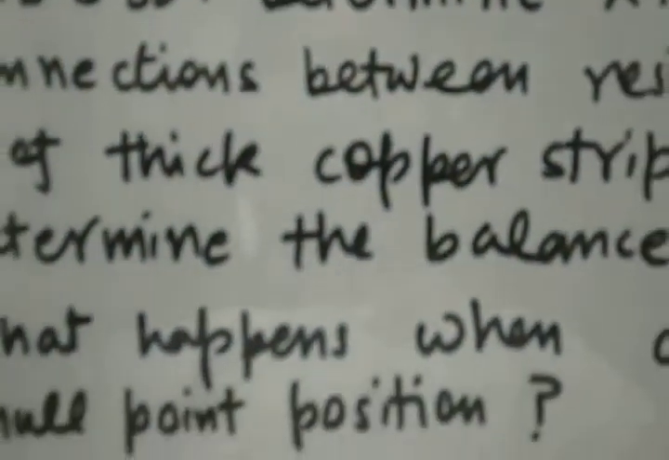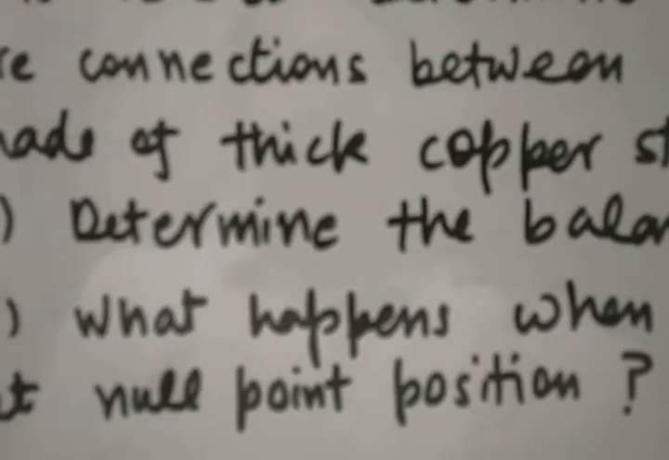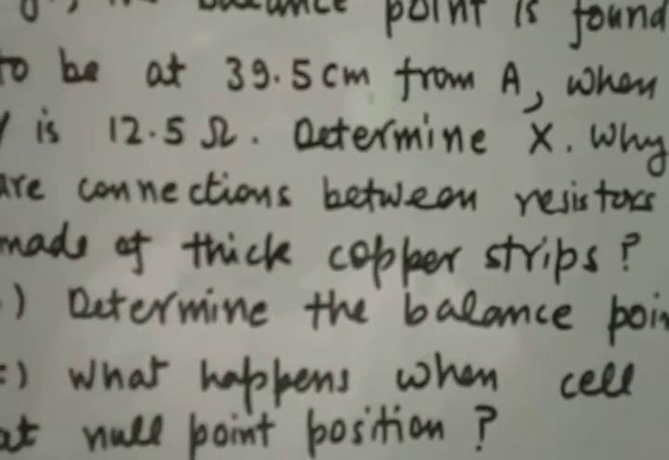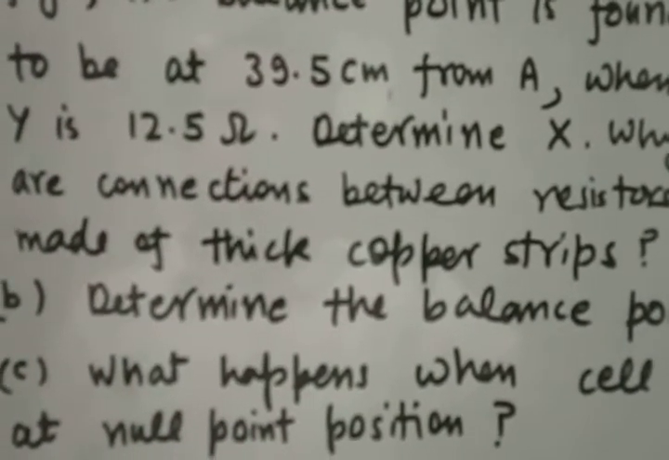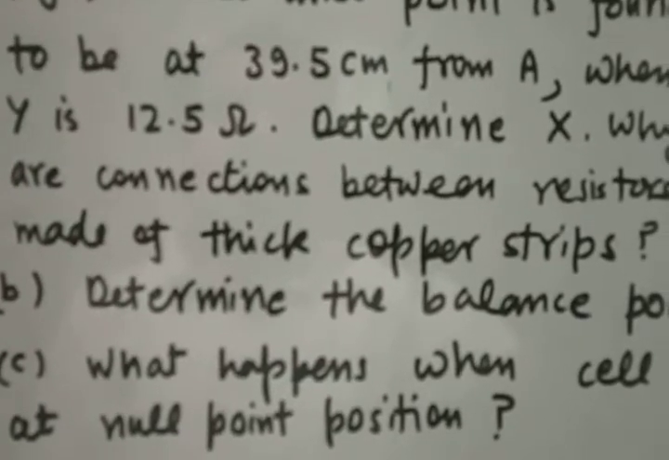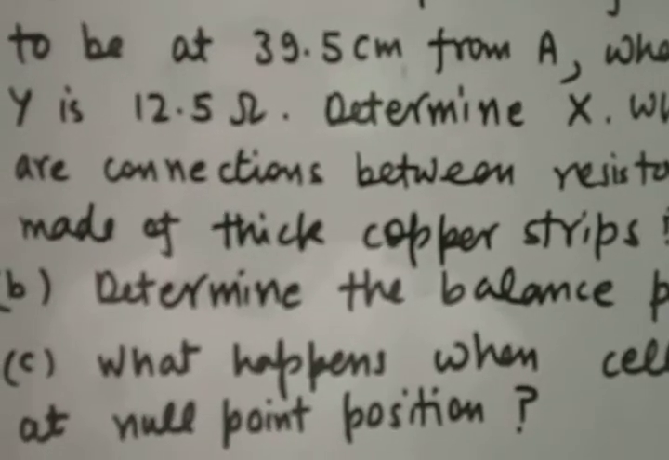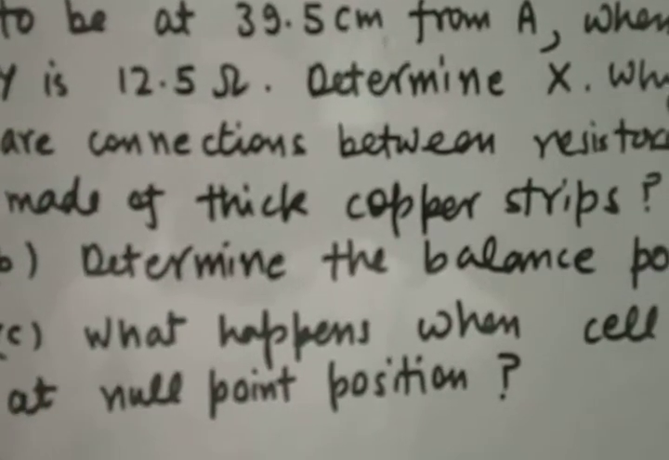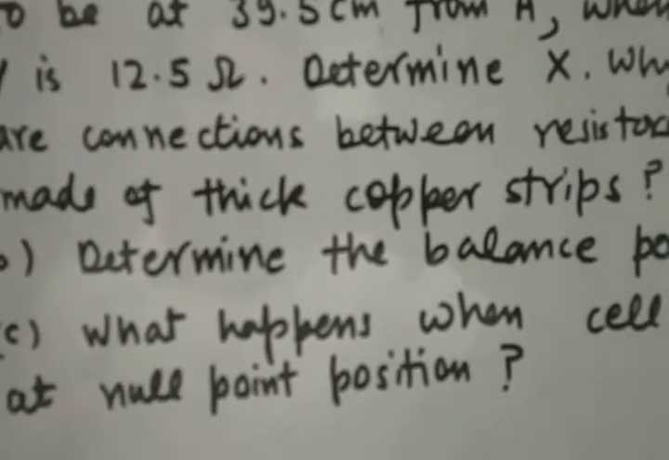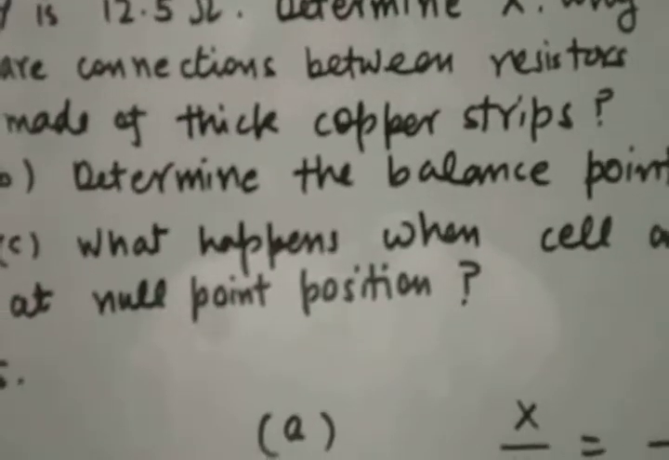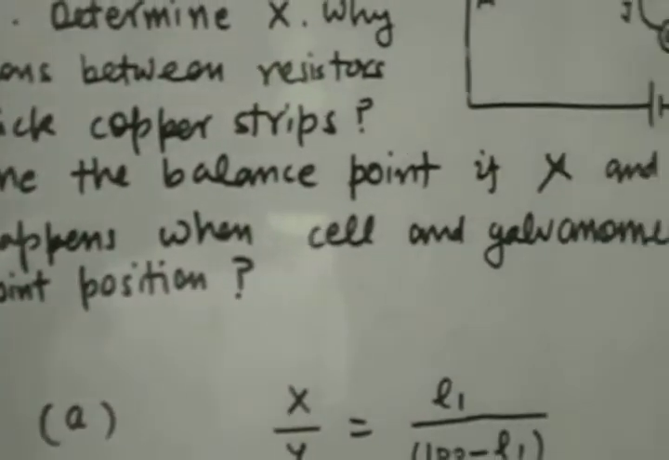As far as the second part of A is concerned, again we repeat that Y connections are made of thick copper strips that are between the resistors. So that is because thick copper strips have low resistance. Thick means area of cross section is large, and copper again it is a good conductor of electricity. Now we come to the second part. Determine the balancing point if X and Y are interchanged.